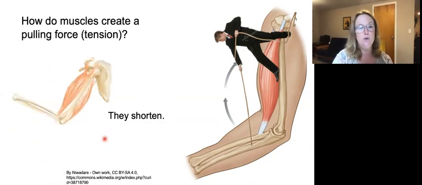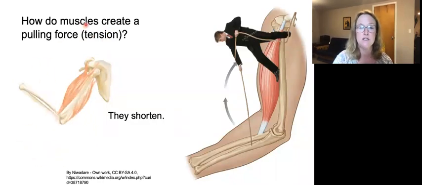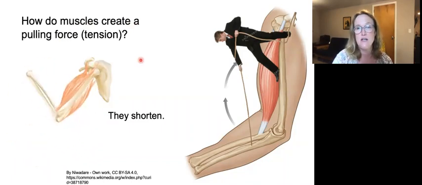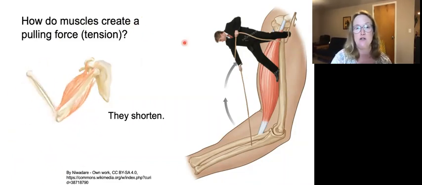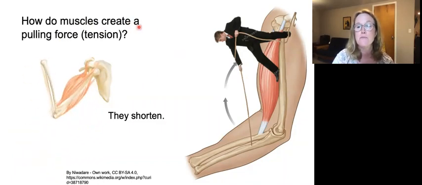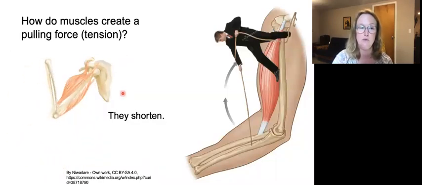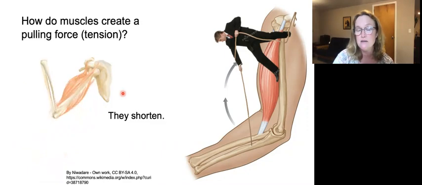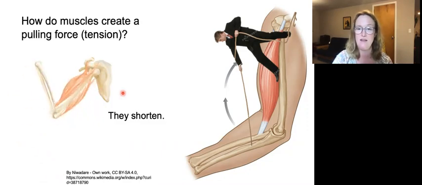So in addition to creating a movement like this by shortening and creating a pulling force, muscles can actually do other things while creating tension, but without necessarily shortening. And I'll talk about that in a different lecture, the different types of muscle contractions that depend on whether the muscle is actually shortening or not. So by creating that tension force, a muscle can either create movement, like biceps is doing in this animation here, or it can stop movement, or it can control the rate of movement in the opposite direction, or limit the rate of movement in the opposite direction.